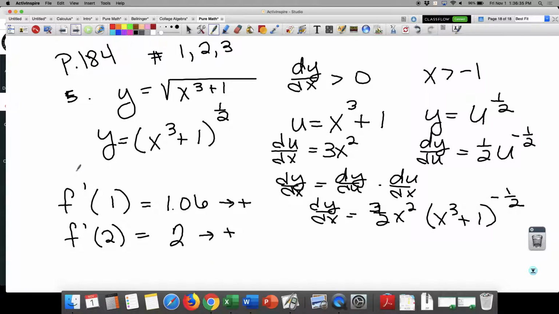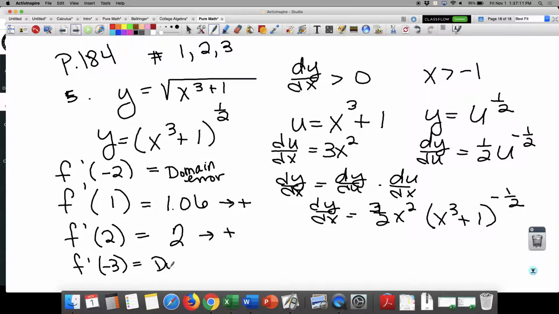Now, what I might do, just for the sake of argument, is put in -2, just to show that the negative doesn't give me a positive. I got a domain error. So now I might try to see if a -3 would work. I think I'm still going to get a domain error. Yep. You've got that radical in the denominator.